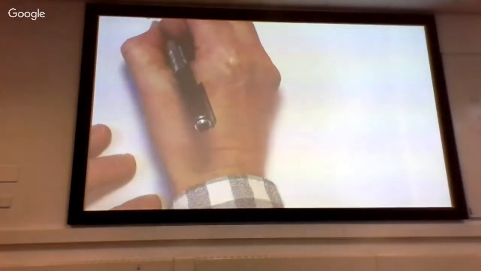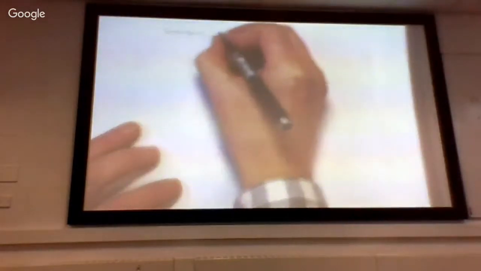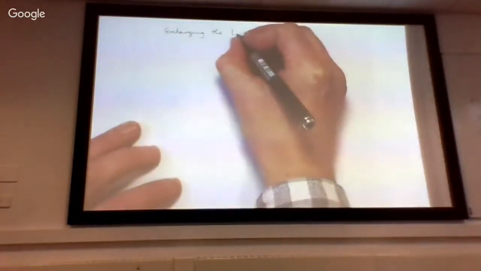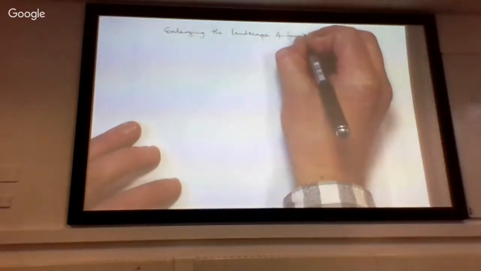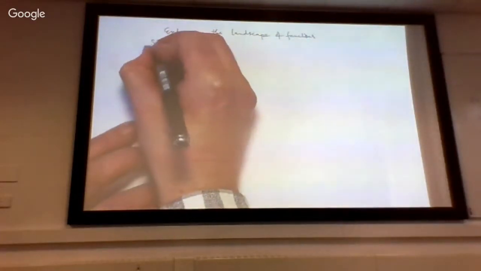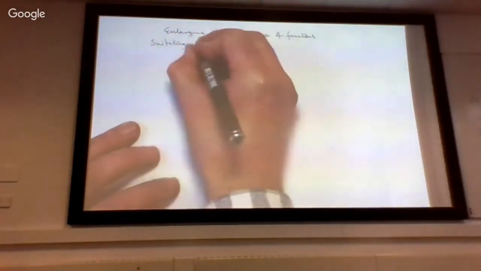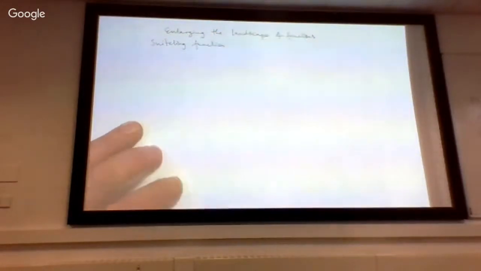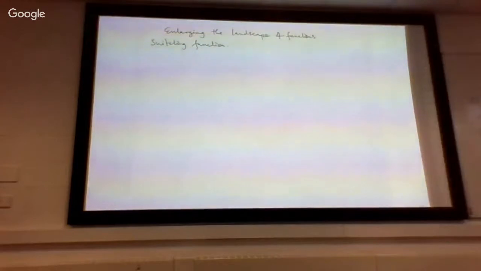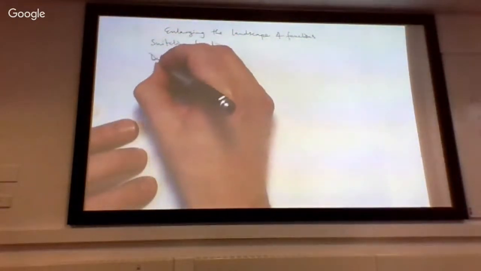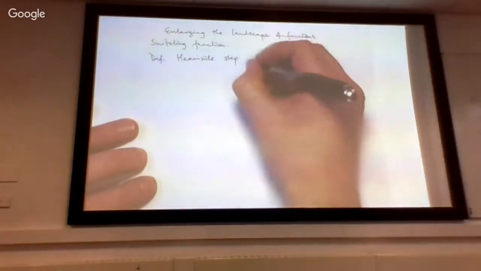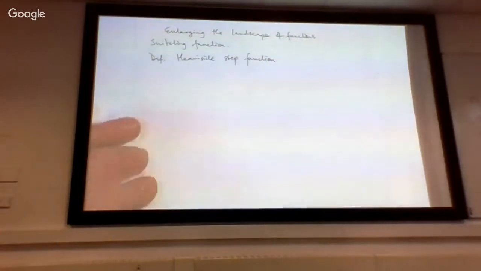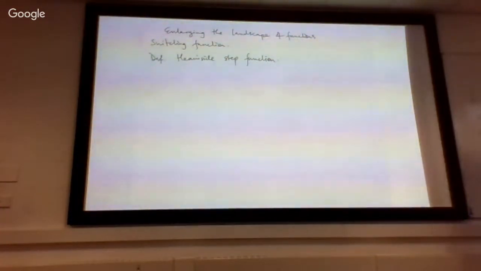So we're going to look at enlarging the landscape of functions that we can see in our ODEs. So a switching function. Okay, so this has a name. This is named the Heaviside step function. So it's a function we want to introduce which embodies or does the job of doing a switch.